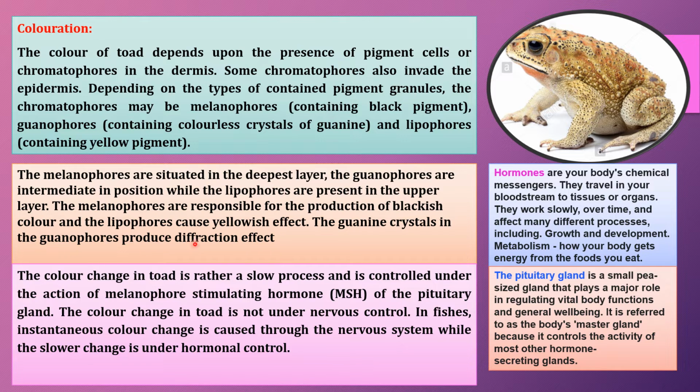Now, the melanophores are responsible for the production of blackish color, and the lipophores cause yellowish effect. Already I told you, the guanine crystals in the guanophores produce diffraction effect. What is diffraction effect? It's like I told just now, it's like reflecting type of color you can see. This diffraction effect is related to light. That means in daylight the toad looks yellowish and like this.